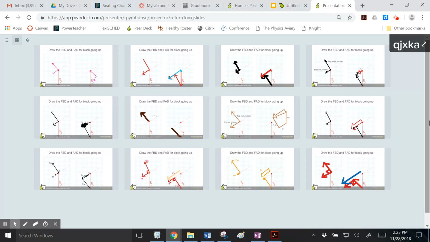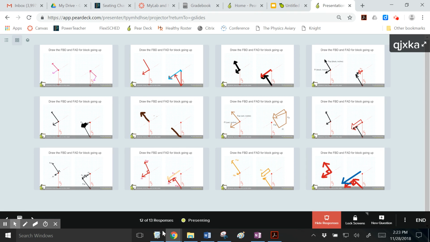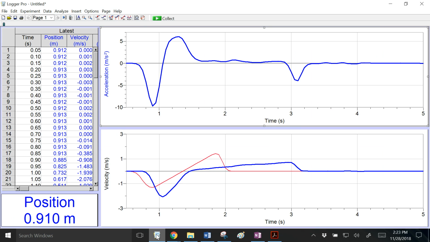And does that help you understand why, when you look at the graph, look at how much steeper this is for the block than it was for the cart? That's a lot. That's almost twice as steep. Is that how math works? Okay, compared to the right one.